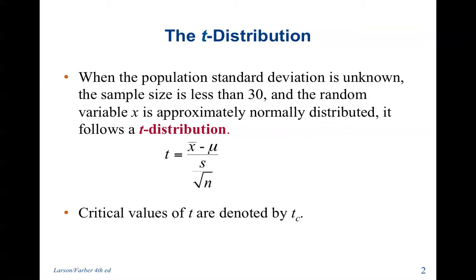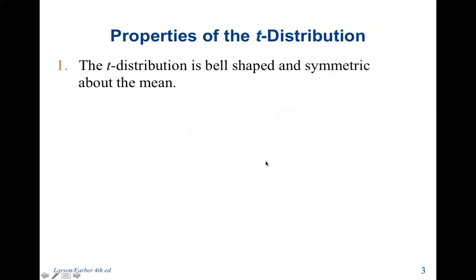Back when we were talking about samples bigger than or equal to 30, we used z of c, which was our z-score. Now we're using this notation. And it's going to be just a little bit different table, and we're going to use a different thing in Excel.